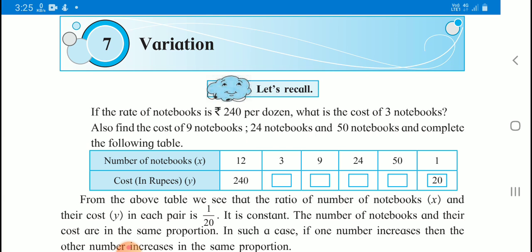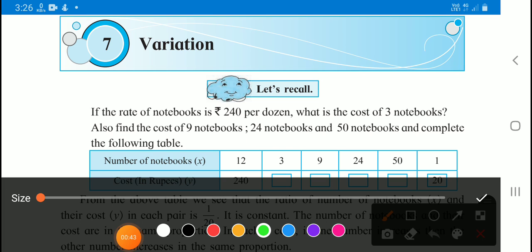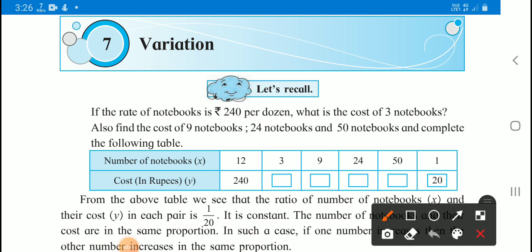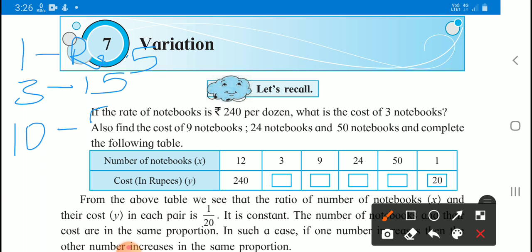Okay, suppose the cost of one pen is 5 rupees. Then what is the cost of 3 pens? What will you do here? Here you will multiply 3 and 5. Yes, one pen's cost is rupees 5. So the cost of 3 pens will be 3 fives are 15. Cost of 10 pens, 10 fives are 50.